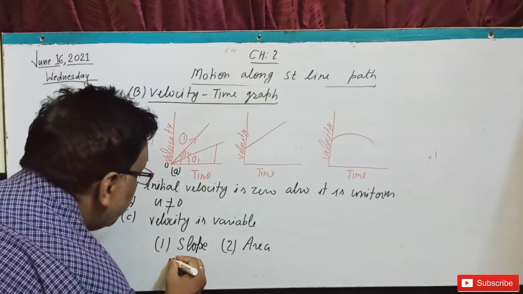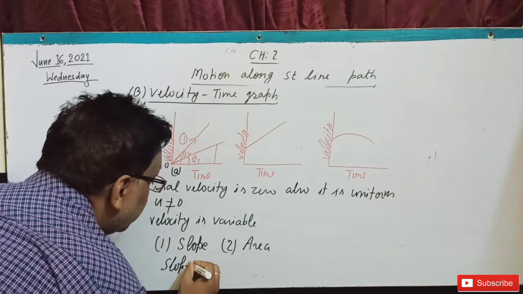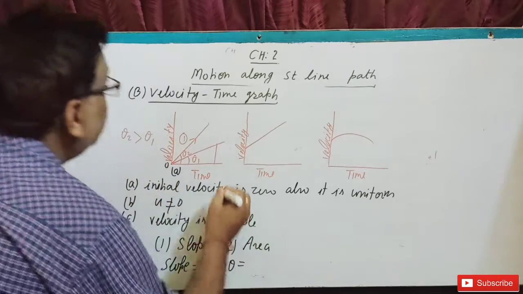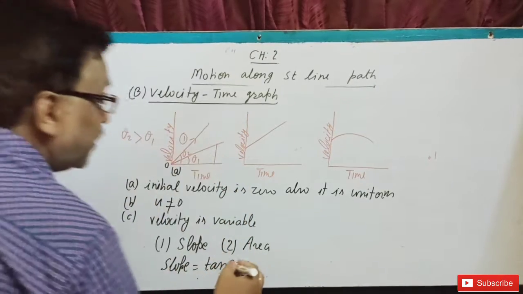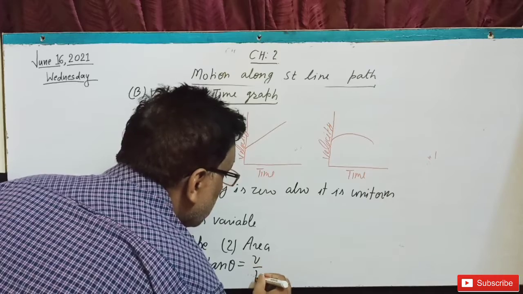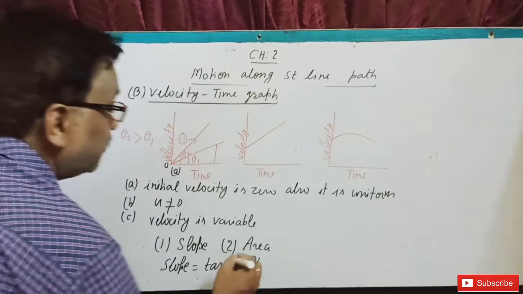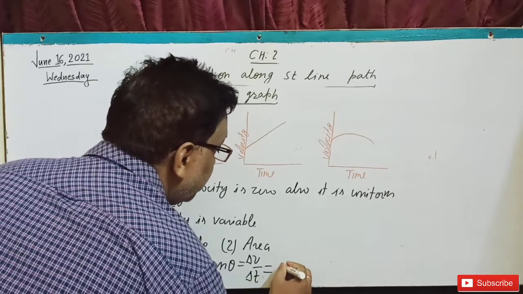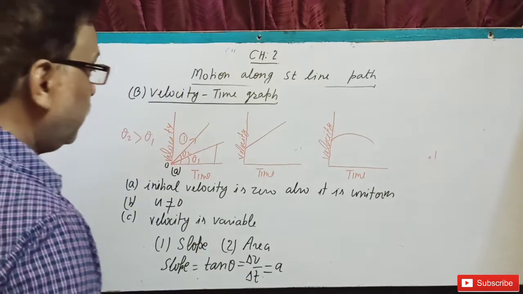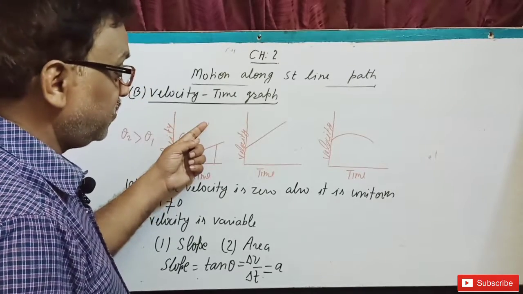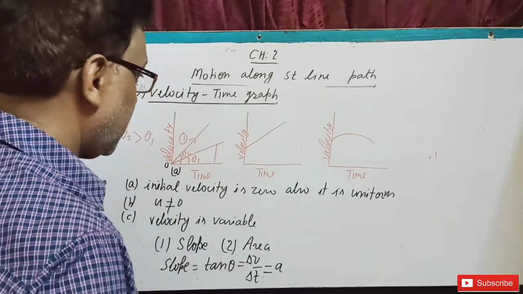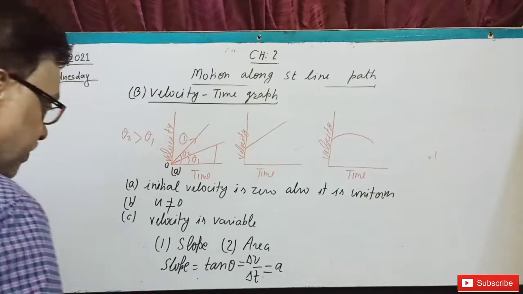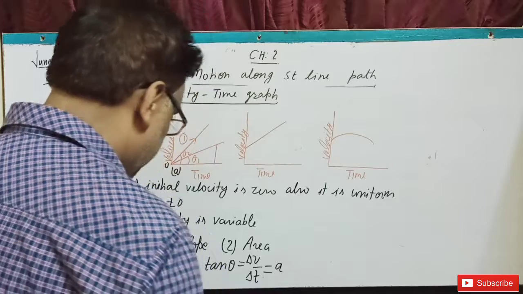So slope is the tan theta, and tan theta is here velocity upon time. And rate of change of velocity, you know, it represents acceleration. So here acceleration is increasing, and somewhere it may be decreasing also, but not in this figure.